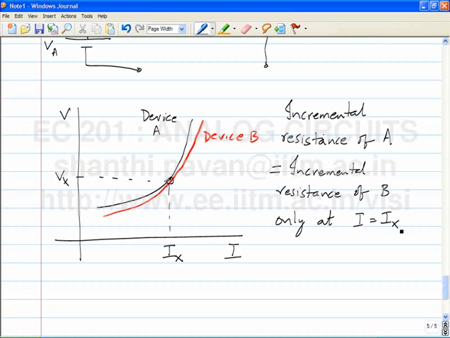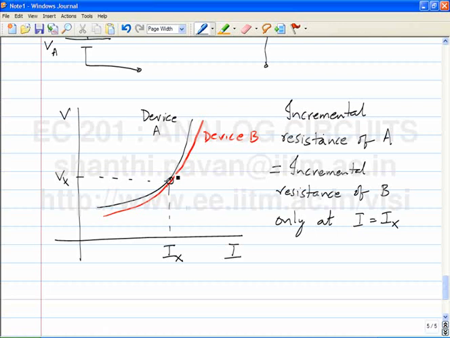Now, can you comment on the limit of small signal operation for device A versus device B? Does everybody see it, or is there a problem? Of course, if you go and differentiate here, it may not be the same because of the way I drew it. But I think they look pretty much the same to me at least. You understand? So, the slope of device A is the same as the slope of device B only at I equal to Ix. Now can anybody make a comment on the limit of small signal operation for device A versus device B?